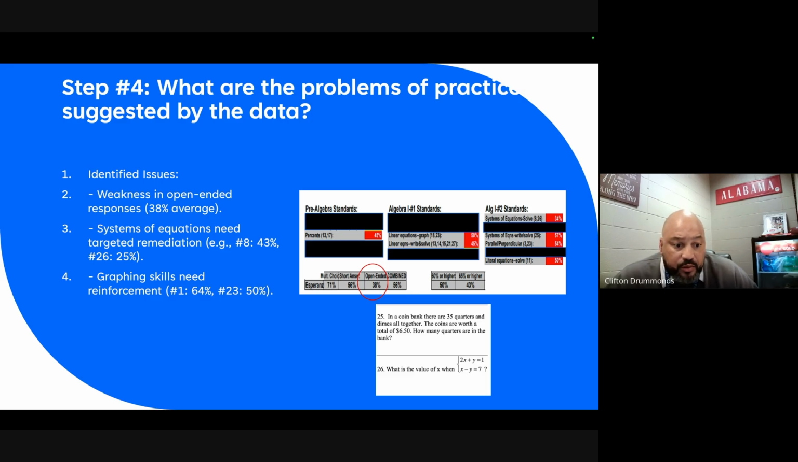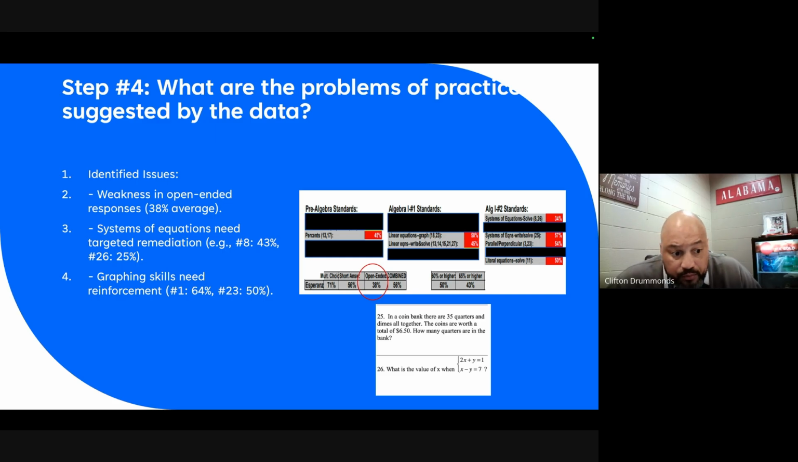Also, the system of equations targets remediation. Question number 8 was 43%, and then number 26 was at 25%. And so again, what was going on those days when that was being taught? The standards, did they have to reteach the standards, or did they have enough time to reteach the standards?